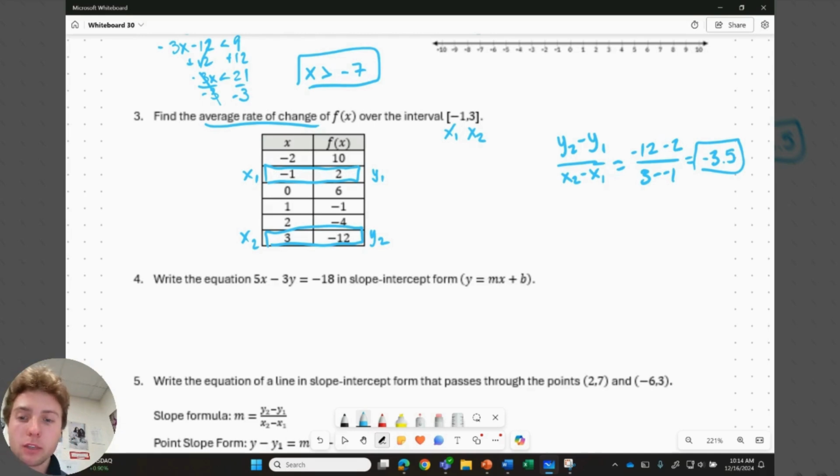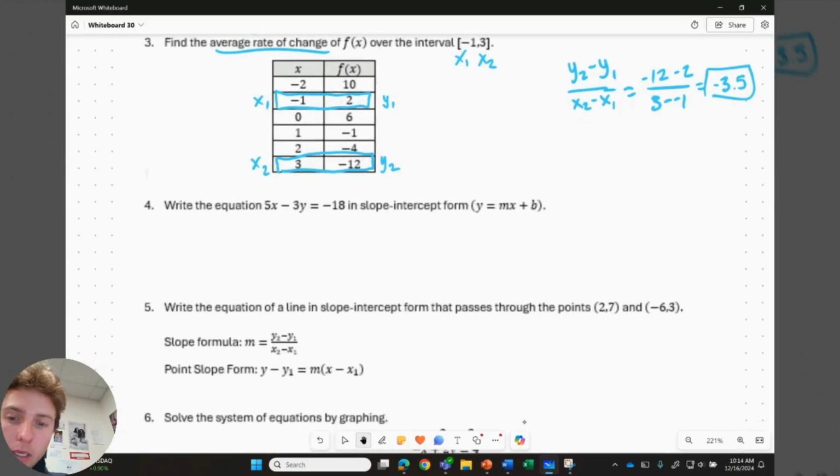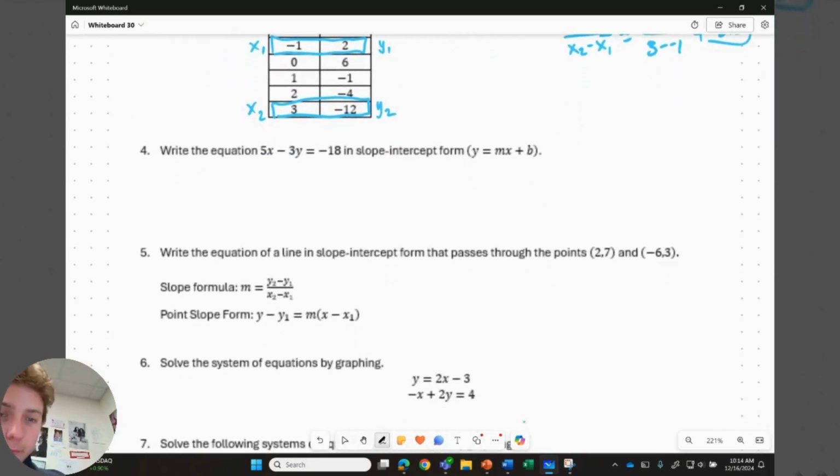The fourth one says write the equations in slope-intercept form. Again, that one might be a little bit weird. We may have forgotten that, but all you need to do is write it like that. Meaning if it doesn't look like that, rearrange it. Move stuff around so that it changes to look like y equals.